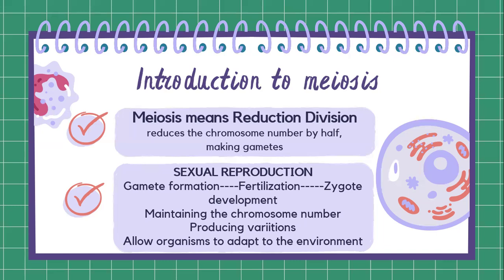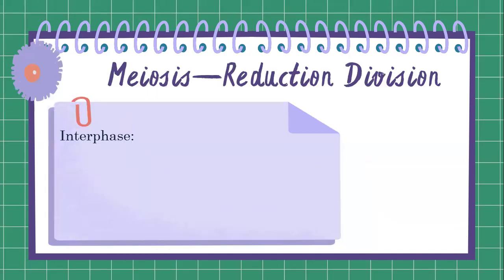Another function is producing variations. We are all human beings, and in my class, if there are 40 students, all 40 students are different from each other. This is because of meiosis. And what is the importance of this variation? It is going to help us in adapting to our ever-changing environment. Okay, this is the introduction to meiosis. Let's start with the process, how it is going on.